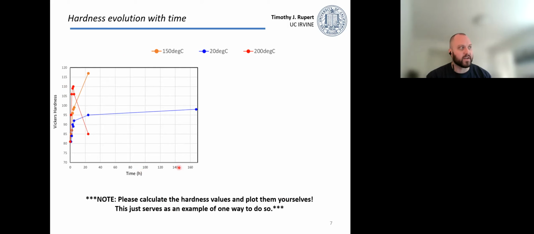Okay, so on the left here, I'm showing a plot of Vickers hardness on the Y versus time on the X. And you can see we go all the way up to 168 hours. That's my 1 week time point at the natural aging. On this, the blue is the 20 degrees C or natural aging. The orange is 150 degrees C, and the red is 200 degrees C, annealing treatments. You can notice that this data is a bit squished towards the left side of the plot.